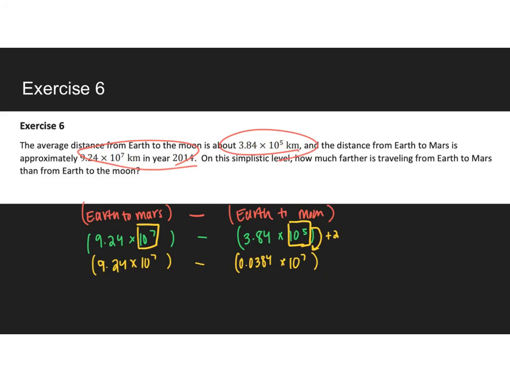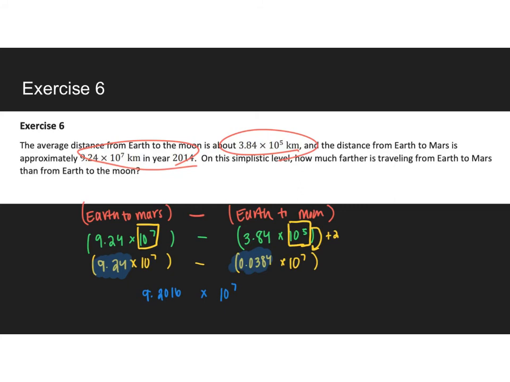From there, we subtract like regular our numbers. We have 9.24 minus this. We'll do that in our calculator. All right, you should have come up with 9.2016. We keep the same exponent we had, 10 to the 7th.